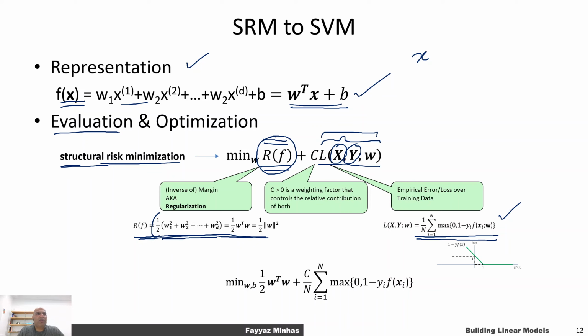This 1 over 2 part over here is just going to come in handy when we take derivatives, when we solve this optimization problem that's written in front of you using gradient descent. There's nothing more than that. You can probably just ignore that. Okay, so if you don't want to consider this 1 by 2, you are free to do that.